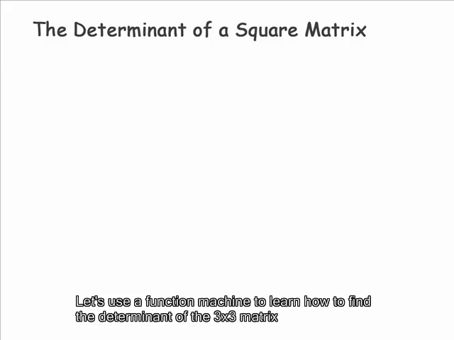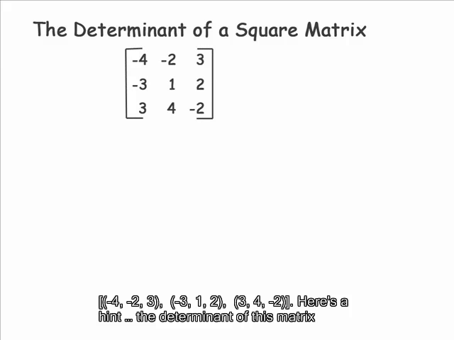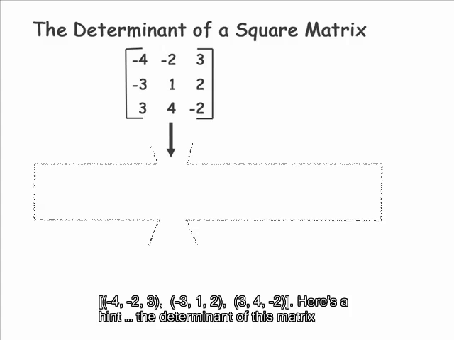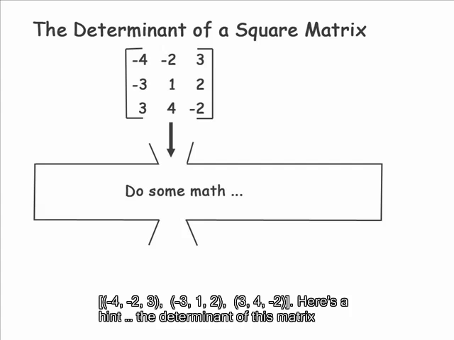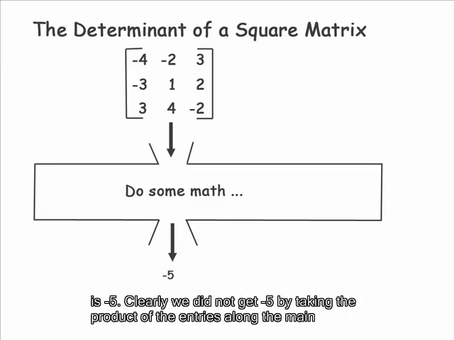Let's use a function machine to learn how to find the determinant of the 3 by 3 matrix, row 1: -4, -2, 3; row 2: -3, 1, 2; and row 3: 3, 4, -2. Here's a hint. The determinant of this matrix is -5.